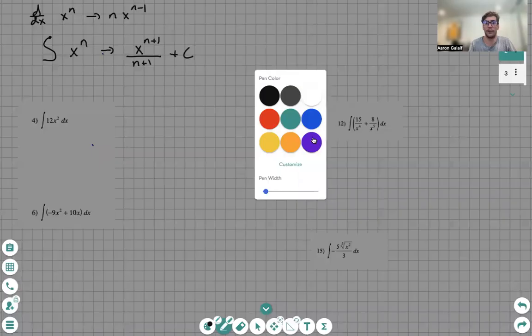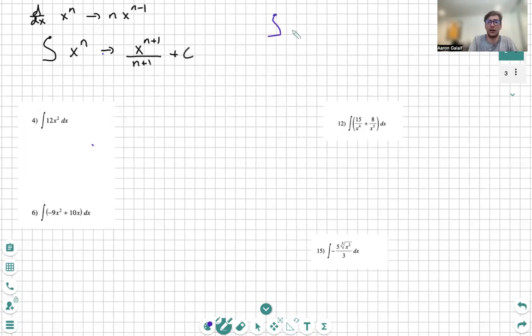So one more time, if I'm integrating x to the n, we add 1 to the exponent, then divide that term by that new exponent. And then we will add a c to finish it off. So let's jump straight into it.